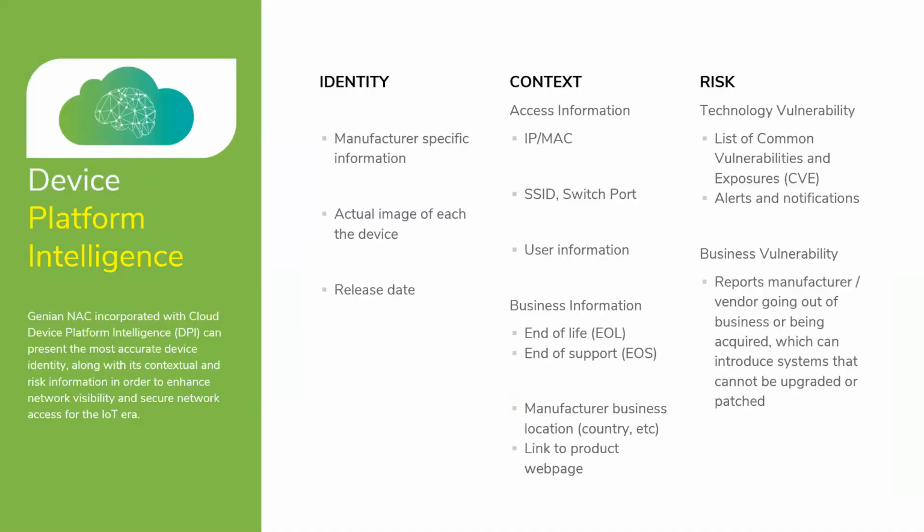Device platform intelligence, which we will give you a brief demonstration of today, provides you additional information other than just a device type. For example, instead of just a printer, you can get information about the specific printer, the manufacturer. You can get an image of the device, the release date. You can also find out if the device is end of life or end of support, how it accessed the network, the manufacturer's country of origin, a link to the product page, if there's any acquisitions of that company. Also, the CVEs for the devices are listed. We'll demonstrate that as well today.